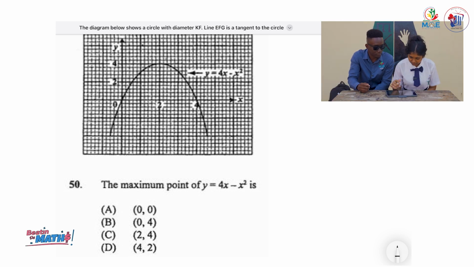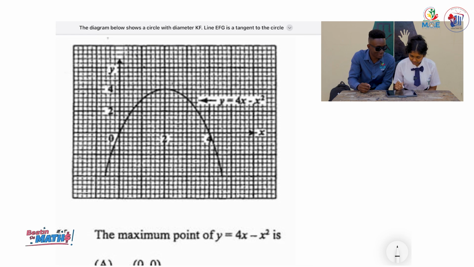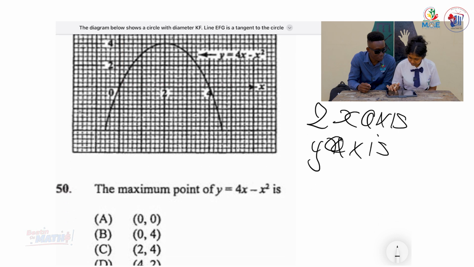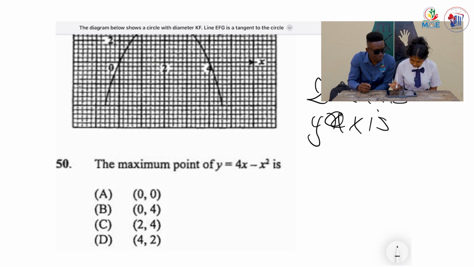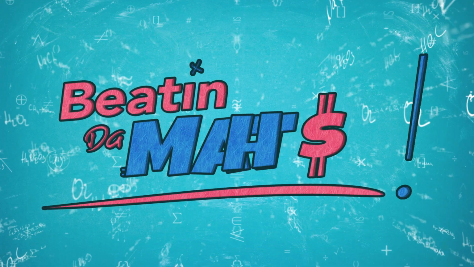Okay, so the maximum point is the point that the graph goes to at the highest. And the highest point is 2 across, which is 2 on the x-axis and 4 on the y-axis. So the answer would be 2, 4, which is C. 2, 4, as easy as that. So do you think you beat the maths or the maths beat you? I beat the maths. You beat the maths. All right, you did beat the maths. So let's give her a round of applause.